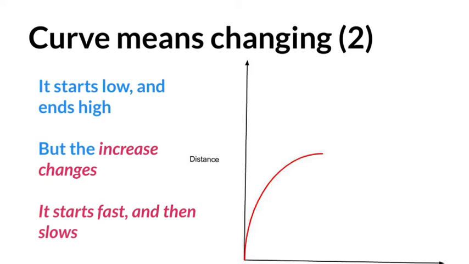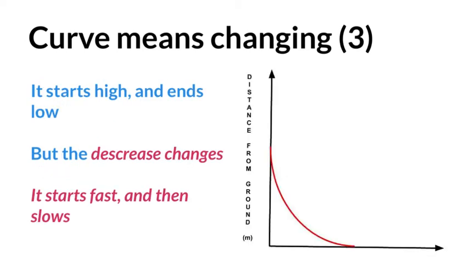Now let's look at the last two. If it rises that way, then surely it can fall that way too. So in this case, we see that it starts high and goes low, but it's not a straight line, which means it's not constant. So it must decrease, and in this case, the distance changes really, really quickly in a short amount of time and then slows down.